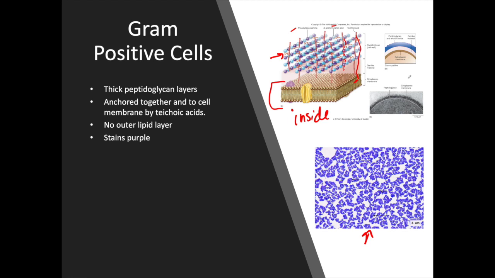Here are just some other pictures that are showing you where all of the peptidoglycan is, these different layers. So we've got lots of layers here. And this, of course, is another TEM, transmission electron micrograph, that's showing the difference between the cytoplasmic membrane and where the actual peptidoglycan is. You can see it's very thick right in here. You can see that kind of grayish area. It's very thick. So thick peptidoglycan layers anchored together with teichoic acids, no outer lipid layer, and it stains a dark purple in gram staining.